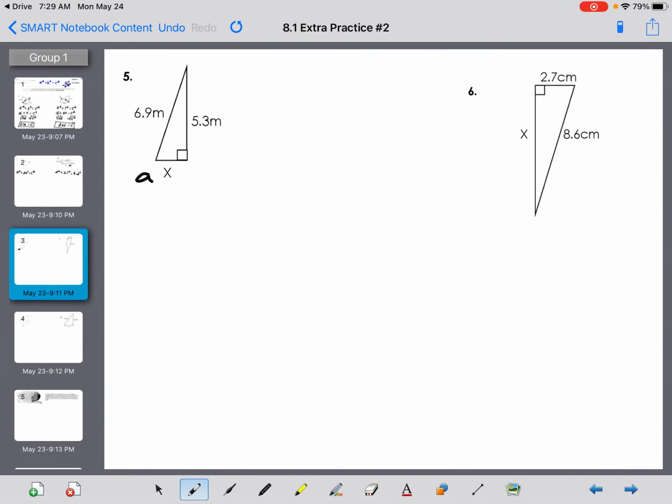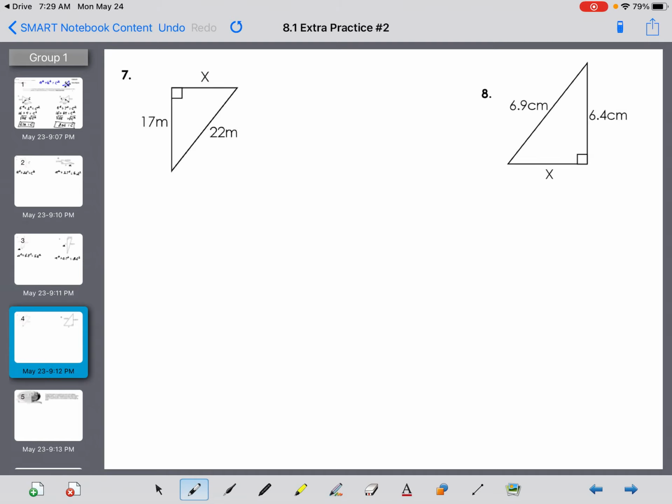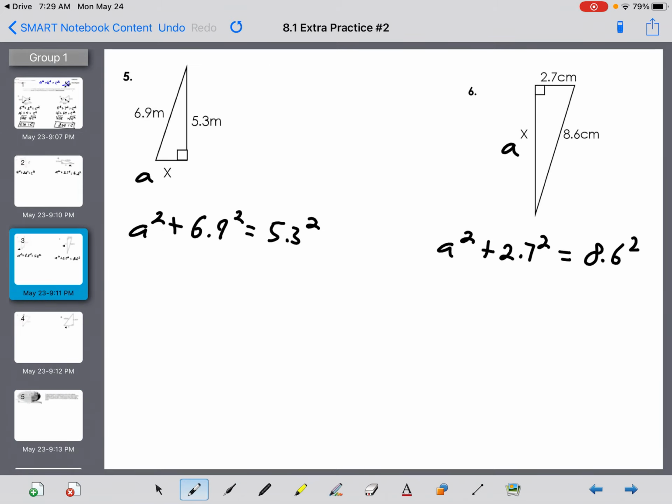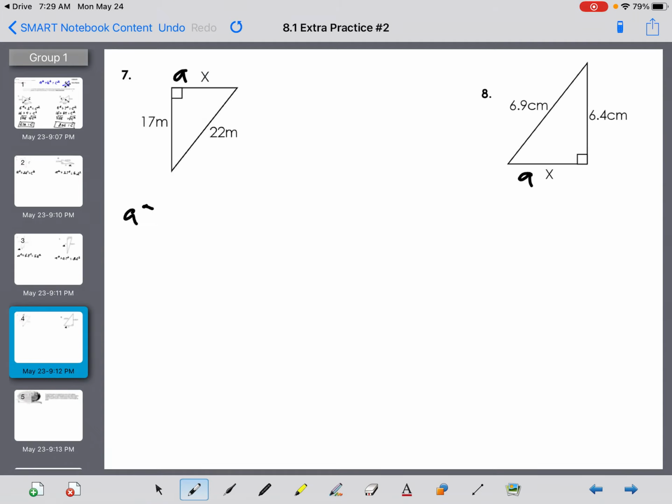All right, again here, it looks like we're looking for an A or a B. It doesn't matter which one you choose because you're going to solve the same way. So we get A squared plus 6.9 squared equals 5.3 squared. And here we have A squared plus 2.7 squared equals 8.6 squared. As we keep going, this is an A or a B, again an A or a B, and let's just set those two up. A squared plus 17 squared equals 22 squared, and A squared plus 6.4 squared equals 6.9 squared.